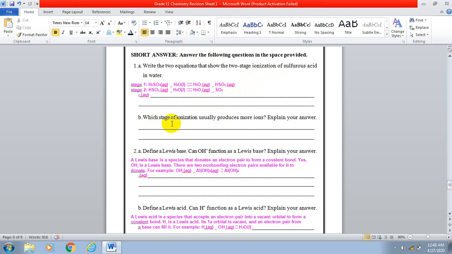Two ionization stages, they become ionized. Which stage of ionization usually produces more ions? Explain your answer. What do you think? Stage 1. Okay, it will produce more ionization, or produce more ions. Okay, stage 1.